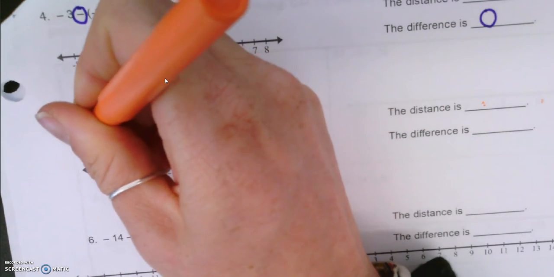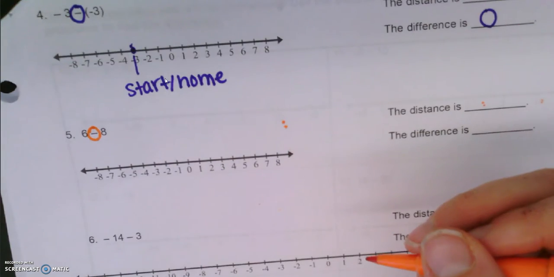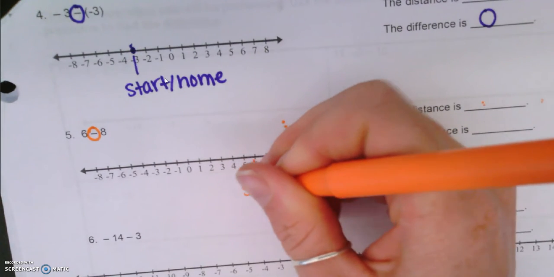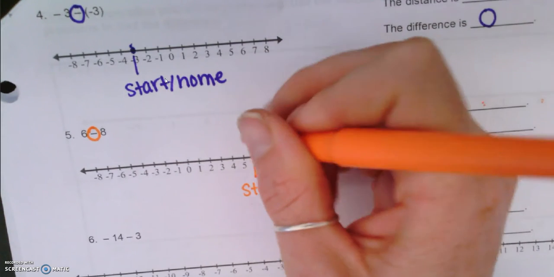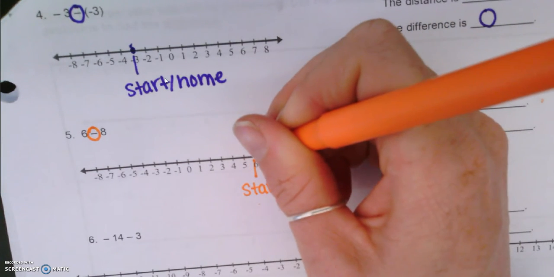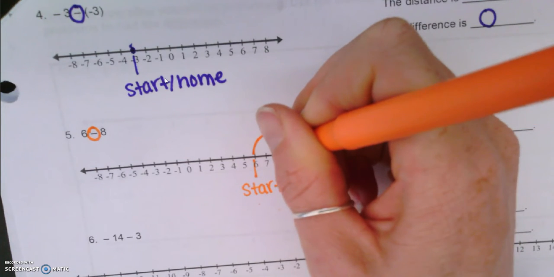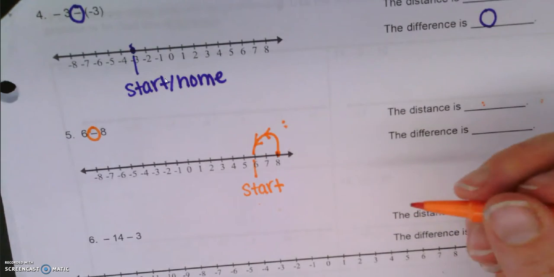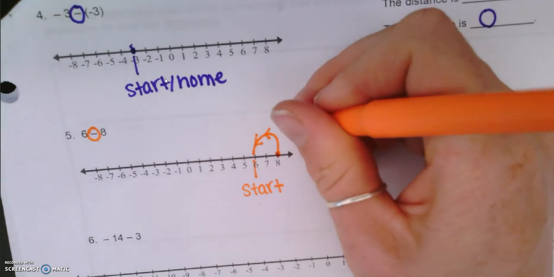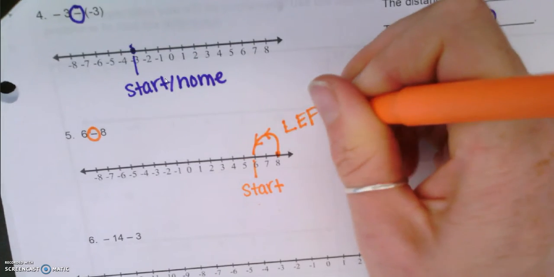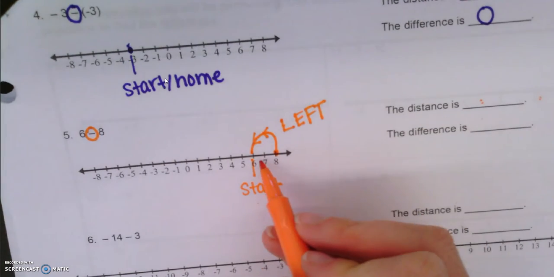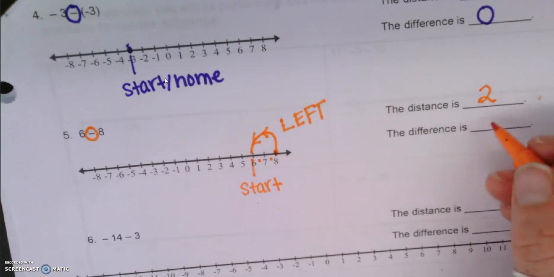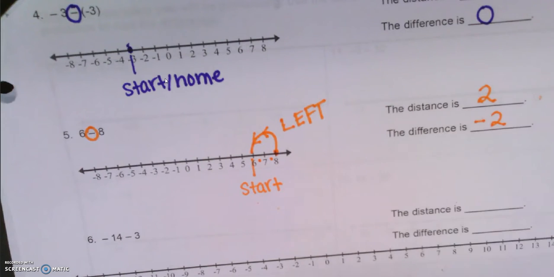6, take away positive 8. Where am I going to start? 6. Good job. And I'm going to take away or go to the 8. Then I need to go back home, back to my start. Which direction did I go back to the start? I went left. So the distance is 1, 2. 2. But the difference, because I went left, is a negative 2.